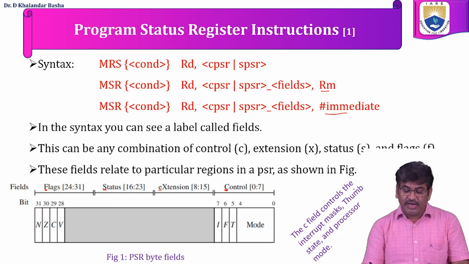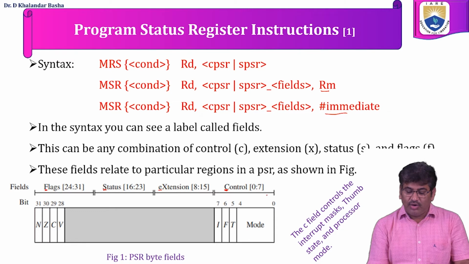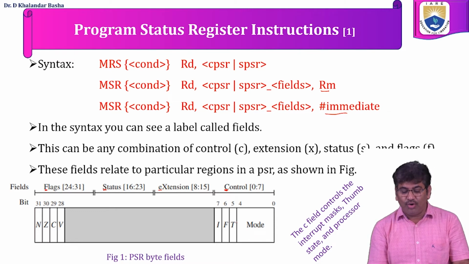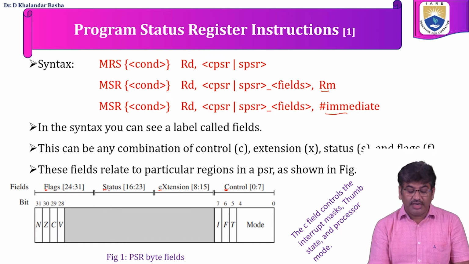The C field contains controls for the interrupt mask, the thumb state and the processor mode. The lower 8 bits are control information, which consists of mode followed by thumb, interrupt mask. Next one is extension, which is 8 bits in size, status 8 bits, flags 8 bits. Out of these 8 bits, the upper 4 bits are given as NZCV.